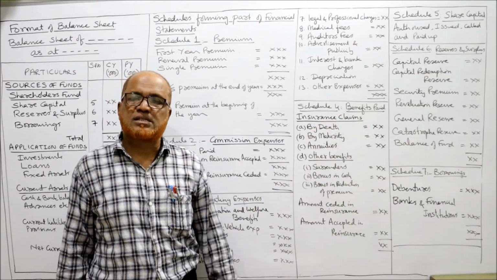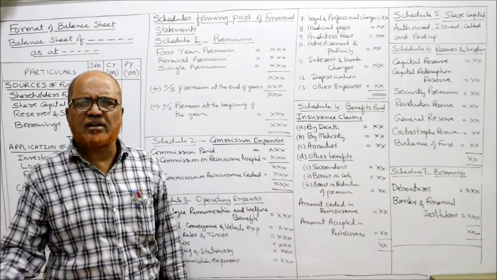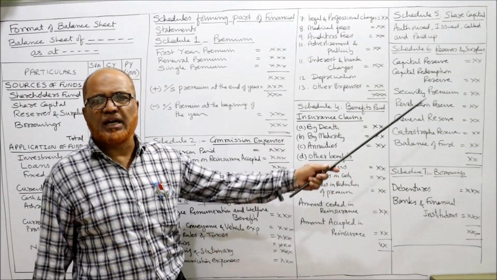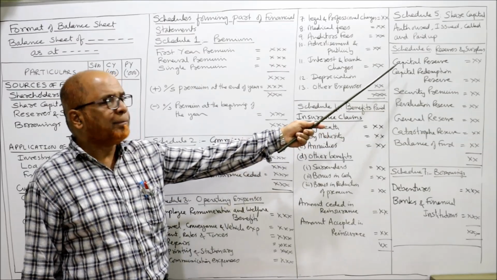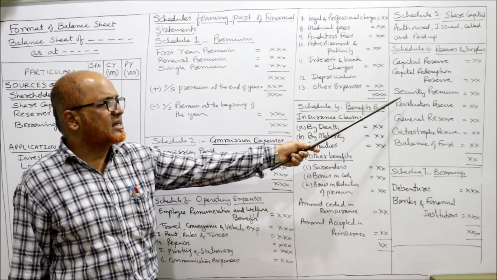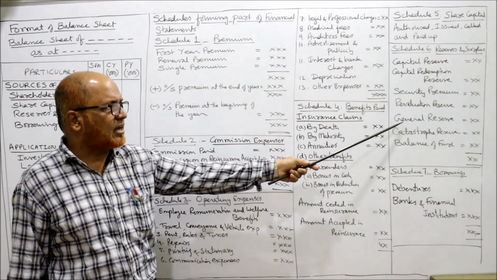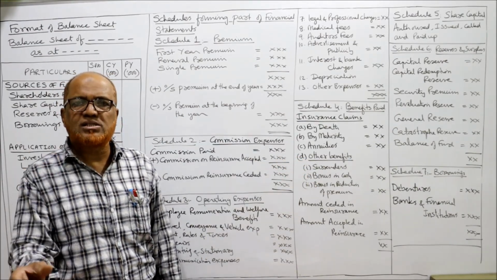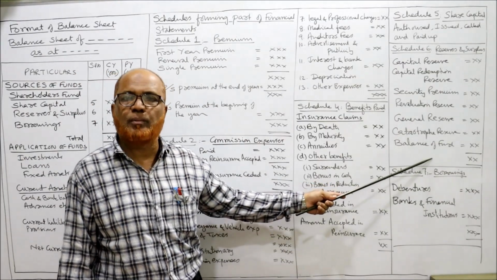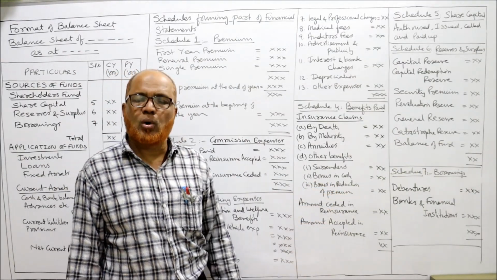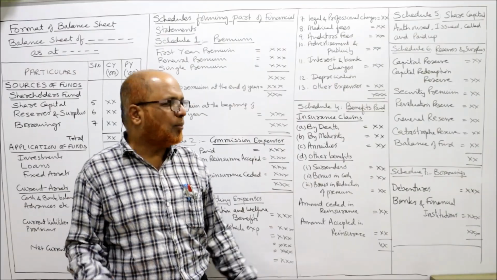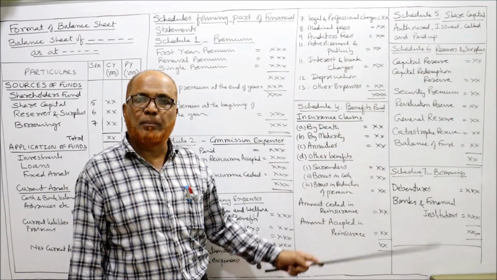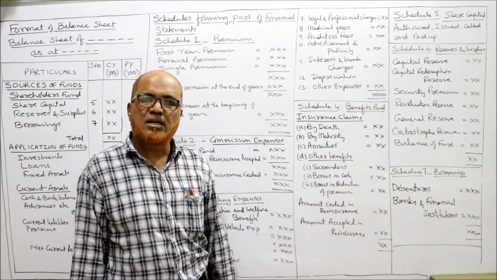Then schedule number 6, reserves and surplus. Different types of reserves. Whatever reserves are given, all the reserves will be taken under reserves and surplus. For example, capital reserve, capital redemption reserve, security premium, revaluation reserve, general reserve, catastrophe reserve, balance of fund. All these will be taken under reserves and surplus, schedule number 6. Schedule number 7, borrowings. If borrowings are given, borrowings from banks or other financial institutions and debentures will come under schedule number 7.